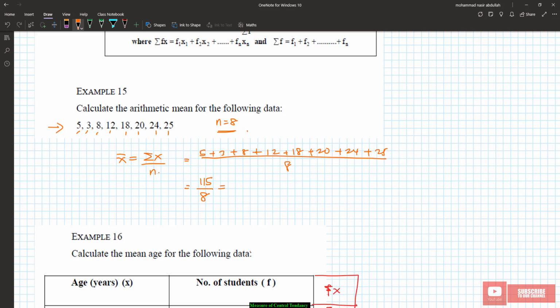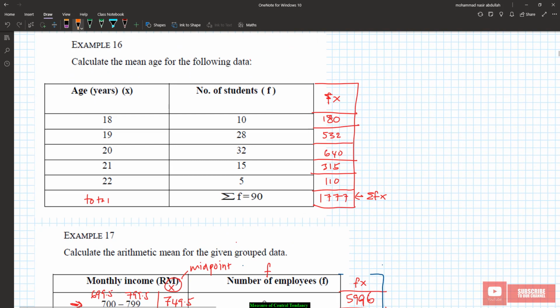Fourteen point three seven five. 14.375, right? So this is the value of the mean for this data. The average of this data is equal to 14.375. Now let's look at an example for group data.